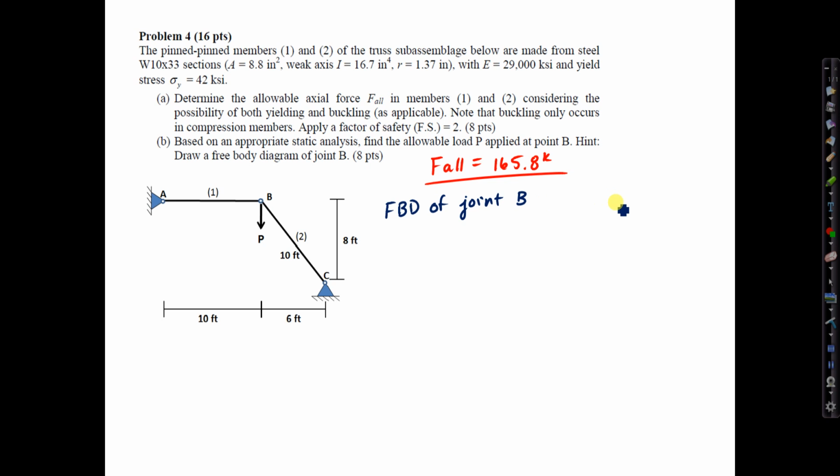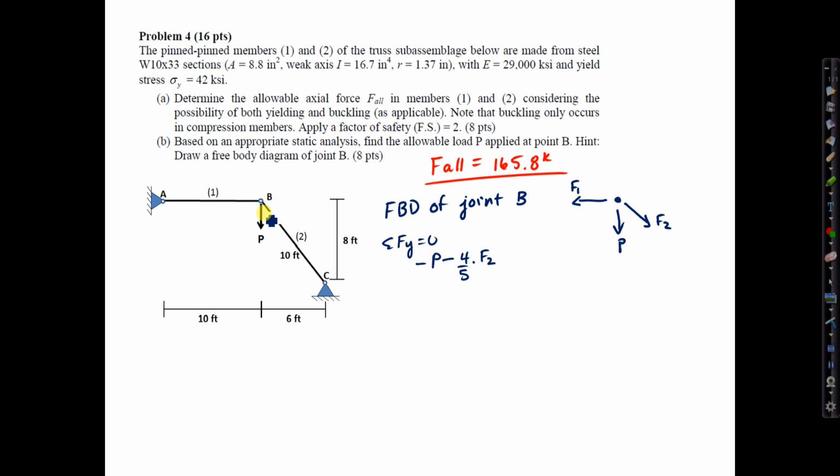B. I'll draw my joint. I have the force P pulling down. I'll assume all the members are in tension, F1 and F2, like so. I'm going to start out with the sum of the forces in Y equal to 0 to find a relationship between F2 and P.